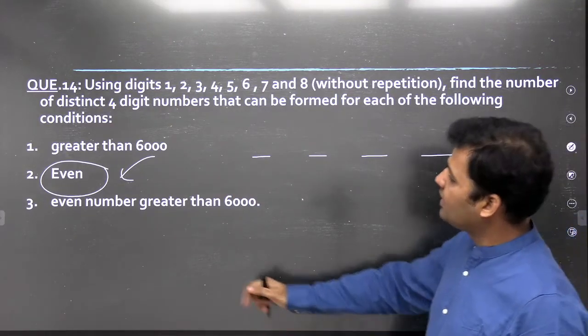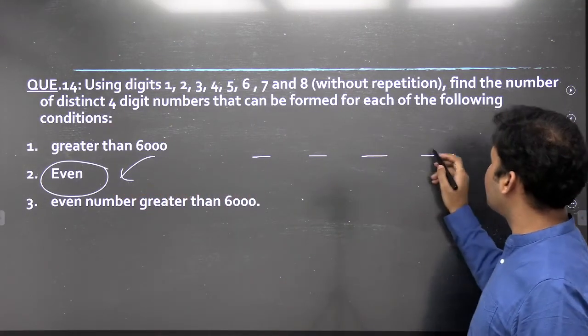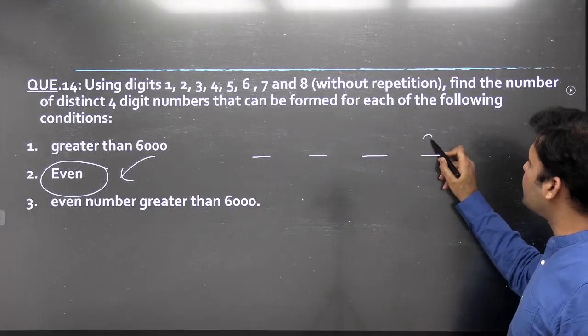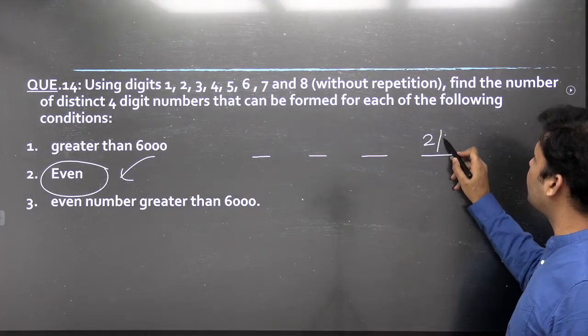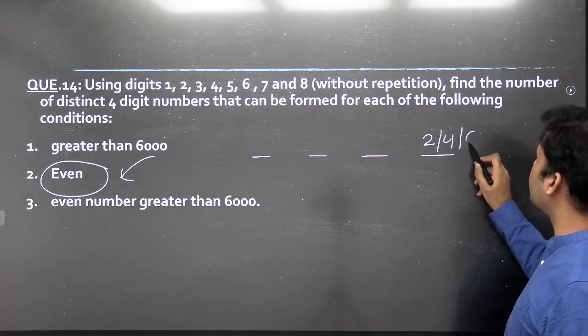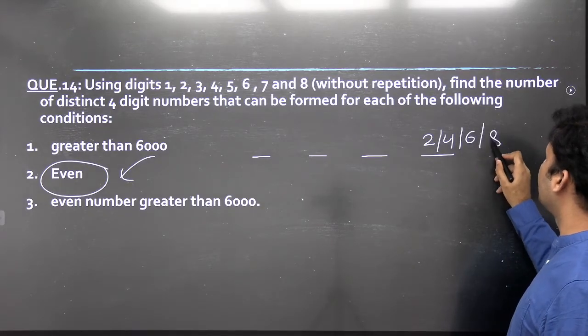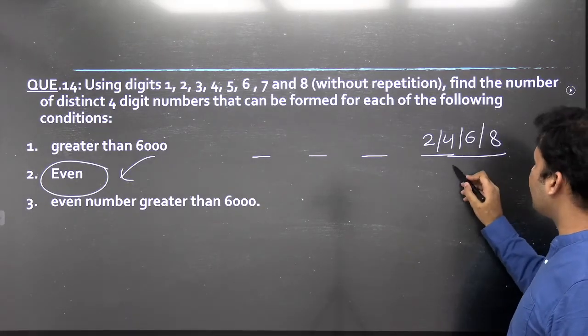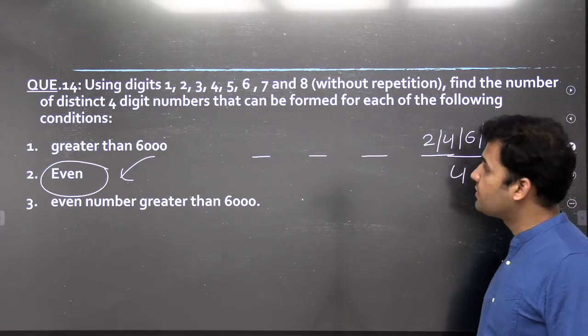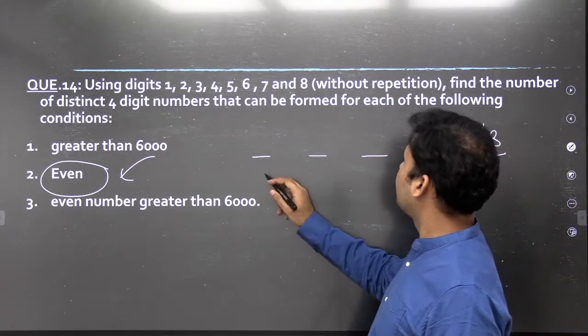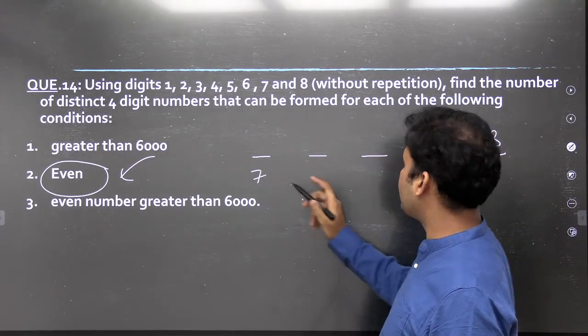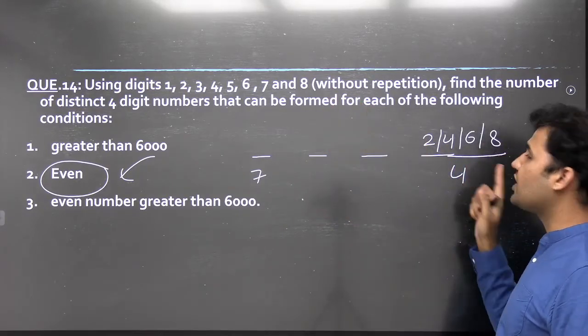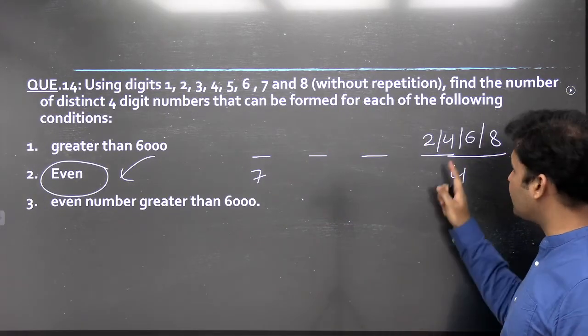So to make the number even, you can see that at the unit position I can place either 2, 4, 6 or 8. So the last digit can be filled in 4 ways. The first place can be filled in 7 ways, because out of 8 digits, 1 digit has been placed over here, because this is the condition.